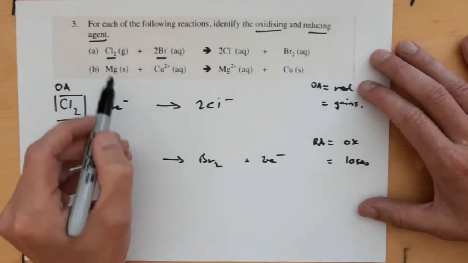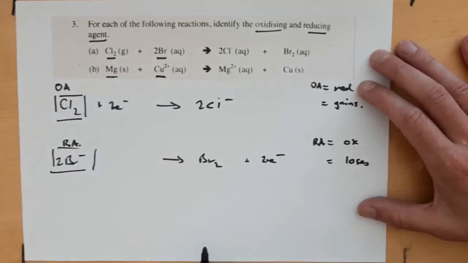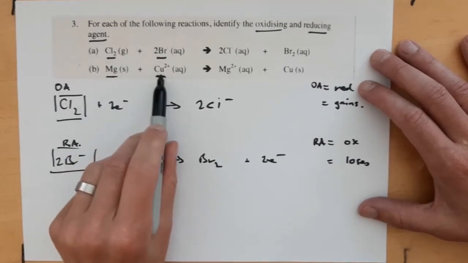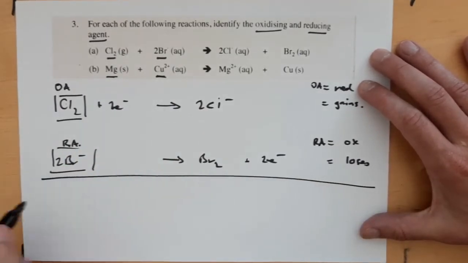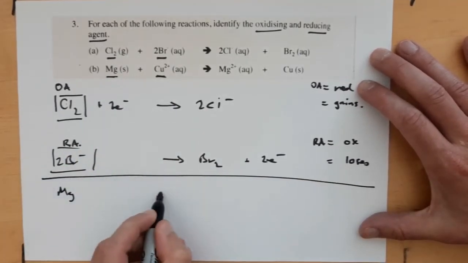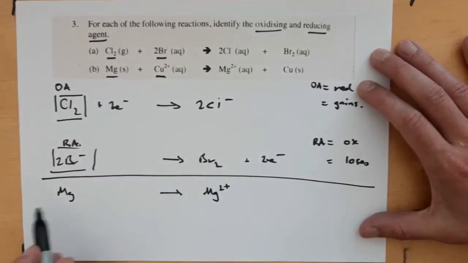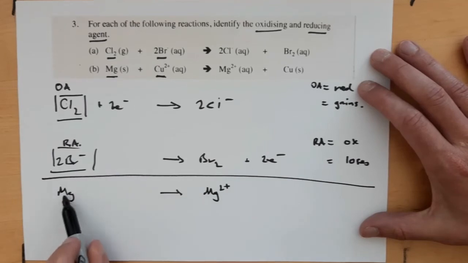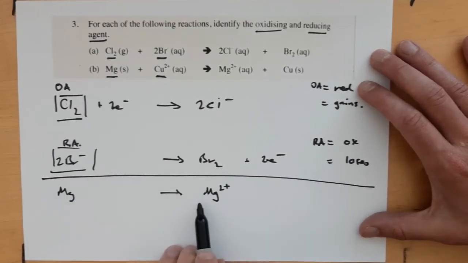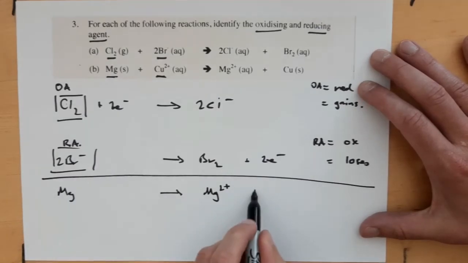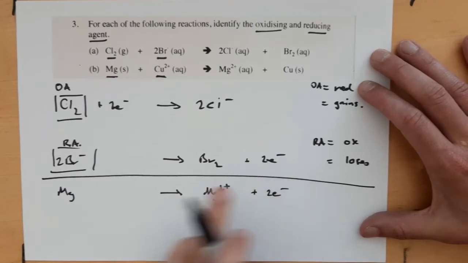Okay, same thing again with this one. Which of these two here is going to be the oxidizing and reducing agent? Let's just do Mg. What does it turn into? It turns into Mg2 plus. So let's balance this equation. We've got the same number of magnesiums here, but our charge is different. We've got 2 plus on this side, and neutral on this side. Let's balance it by adding 2 negative electrons. Now the overall charge on this side is neutral, and on this side is neutral, so that is good.